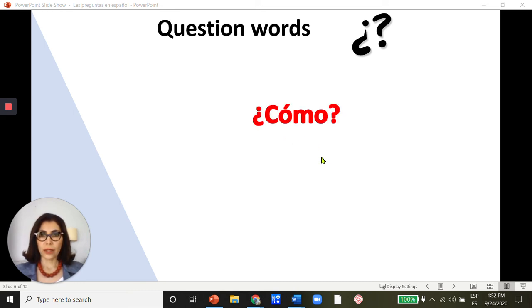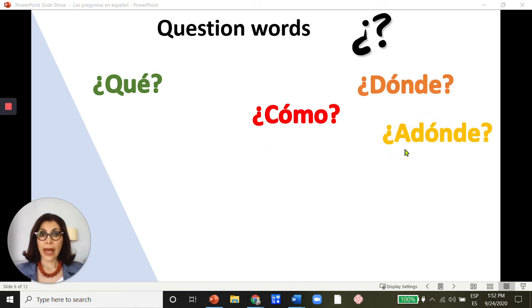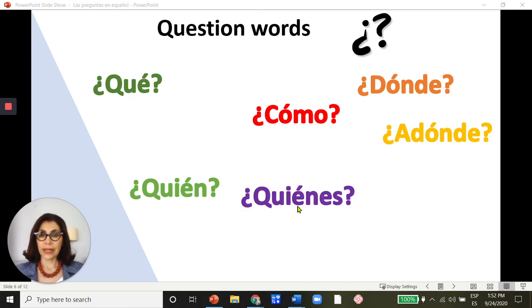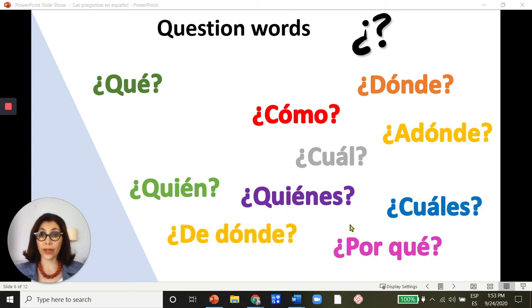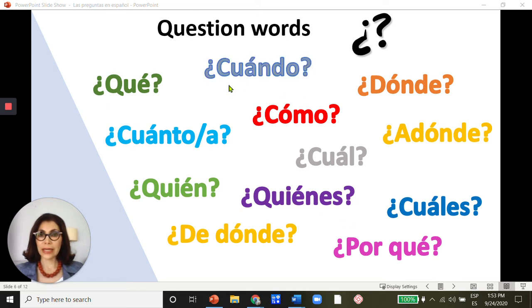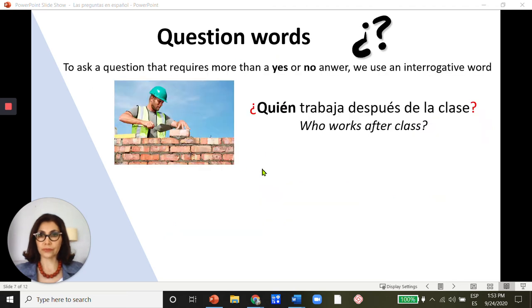Some of the question words are ¿cómo? ¿Qué? ¿Dónde? ¿A dónde? ¿Quién? ¿Quiénes? ¿Cuál? ¿Cuáles? ¿De dónde? ¿Por qué? ¿Cuánto? ¿Cuánta? ¿Y cuándo? So these are the question words. Let's go over them one by one.